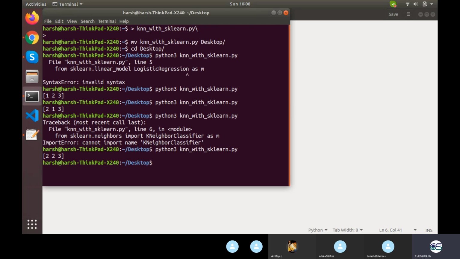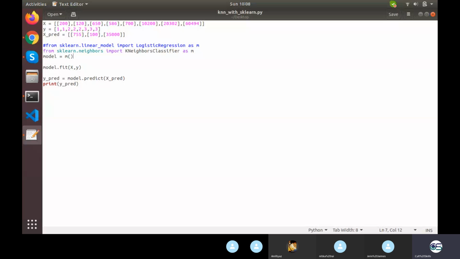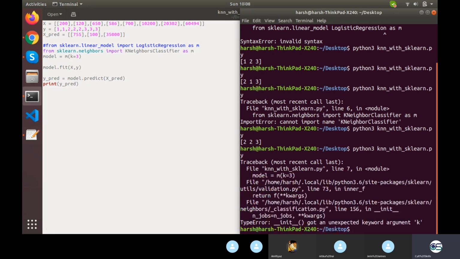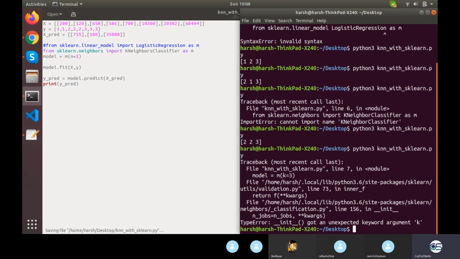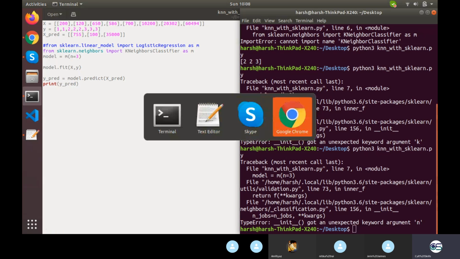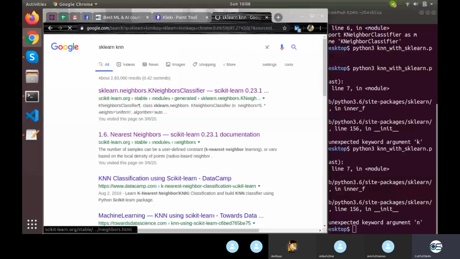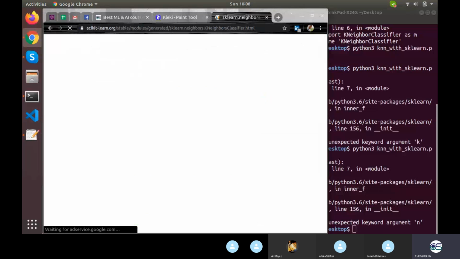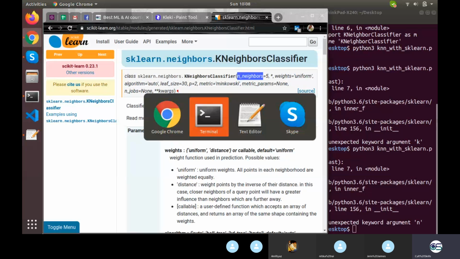Okay, so it is saying that 100 is also part of class 2. What if I specify the value of k to be 3? Okay, it's not k which needs to be specified, it is n, I guess. Still not true. Let's check it on Google. What is the sklearn version of KNN? Okay, it's n_neighbors. I was missing this.